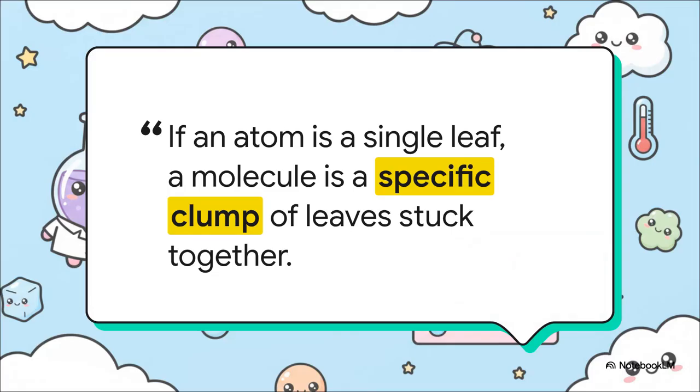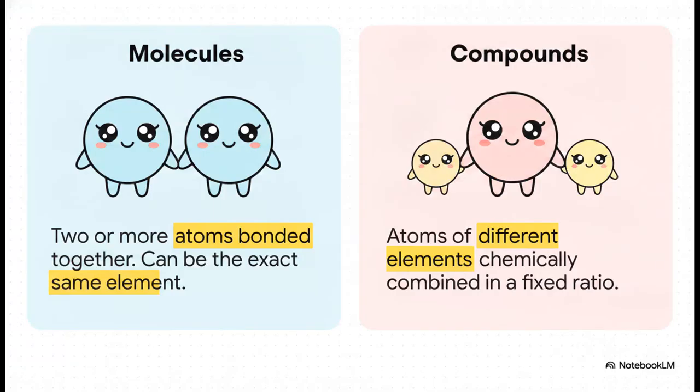To visualize the difference vividly, I love this analogy. Imagine an atom is a single leaf resting in your front yard, just one distinct piece. When a few leaves blow together and get stuck into a specific clump, that clump represents a molecule. Now, if you look closer at that clump and realize it's made of entirely different types of leaves, say an oak leaf, a maple leaf, and a birch leaf all stuck together, then that specific diverse clump represents a compound. So, the crucial point is all compounds are molecules, but not all molecules are compounds.